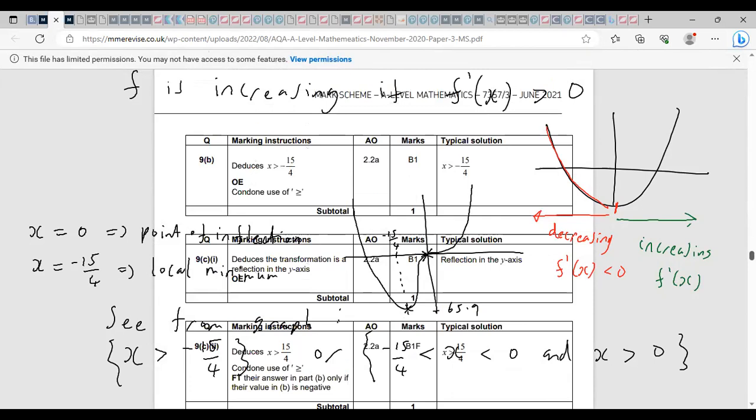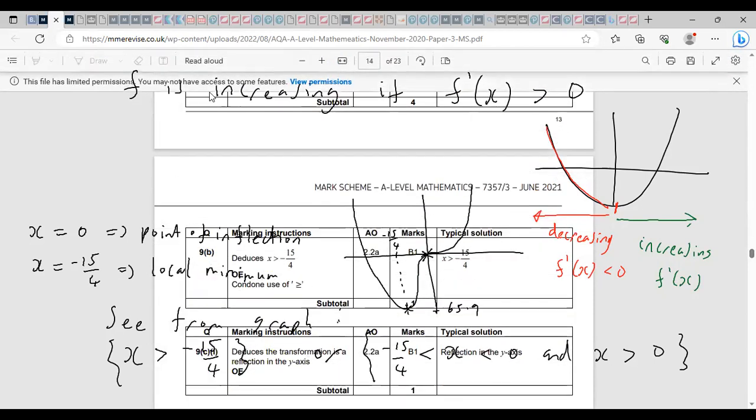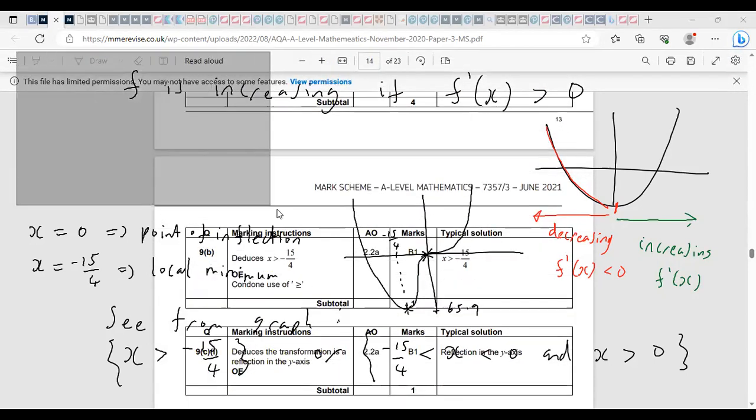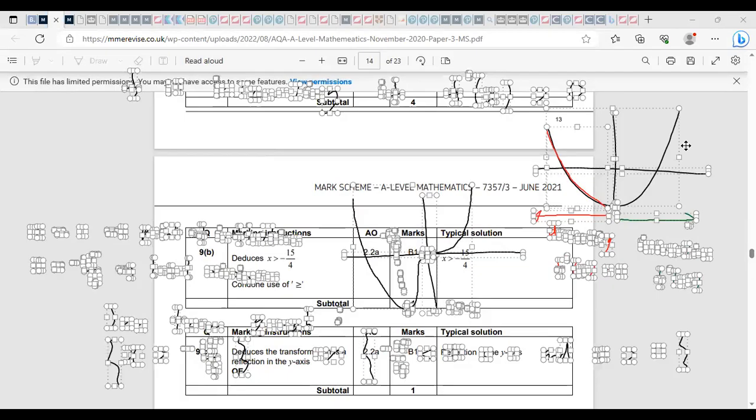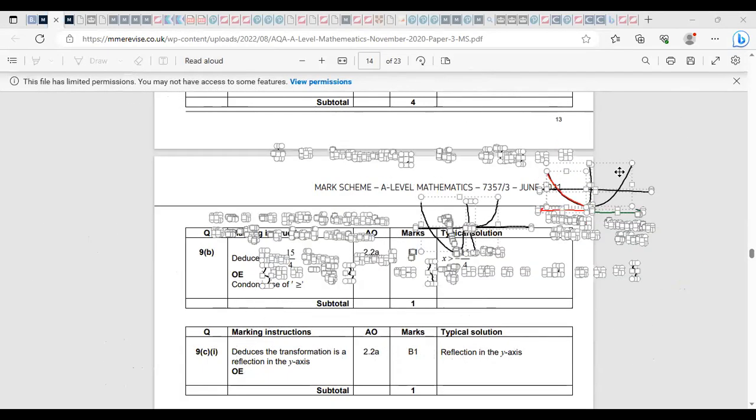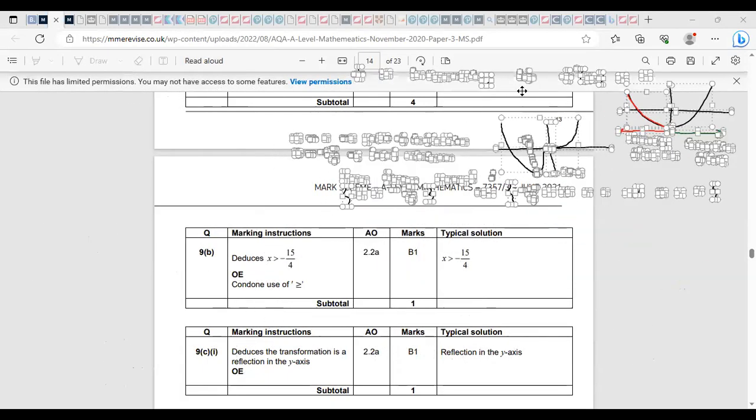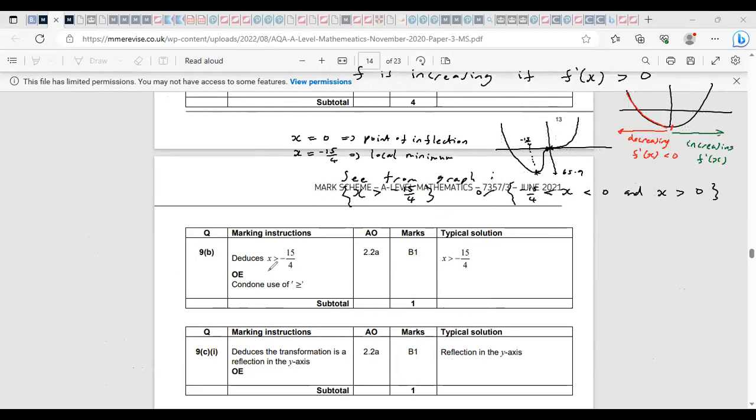Yeah, so with part B, let me just select everything and make my writing smaller, and then we'll make it bigger again. So they say here in the mark scheme that x is greater than minus 15 over 4. So this solution that we wrote there is what they say there.